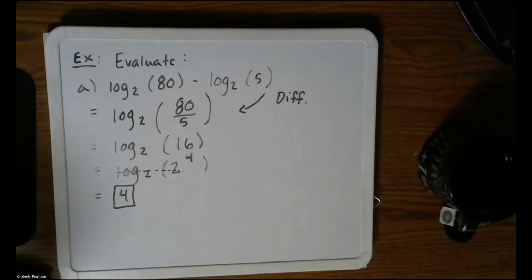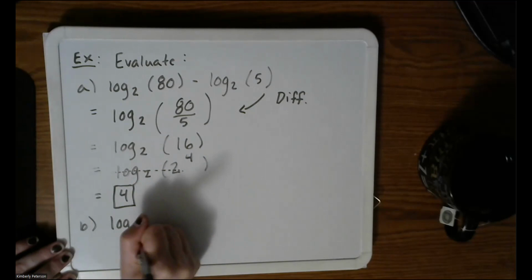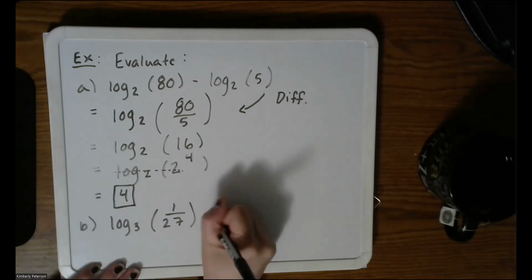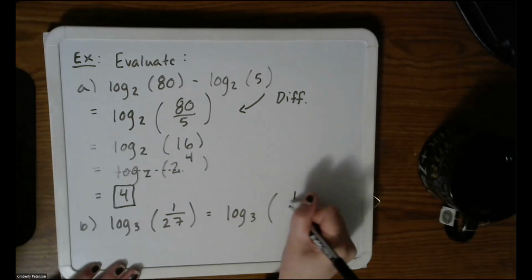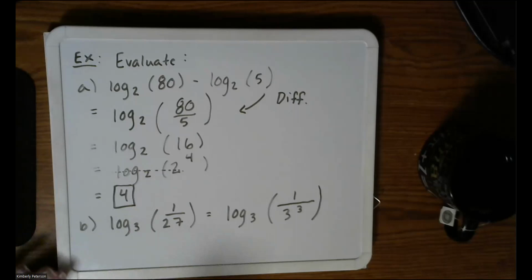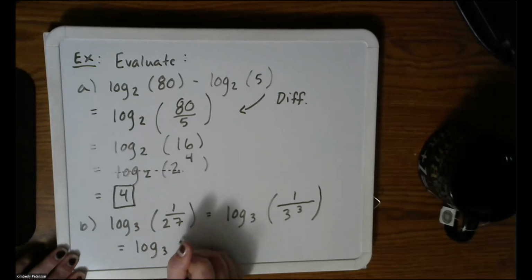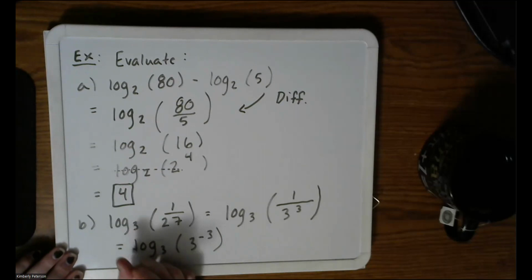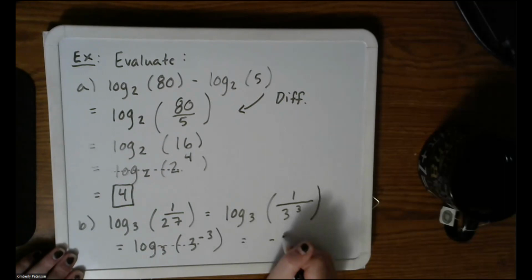And then let's try maybe one more example. Let's do log base 3 of 1 over 27. So the first thing that I will note is that I can rewrite 27 as 1 over 3 cubed. Now, for the bases to match, I need to bring the 3 cubed up into the numerator. And I do that by negating the exponent. Now my bases match. They will undo each other. And I'm left with just minus 3.